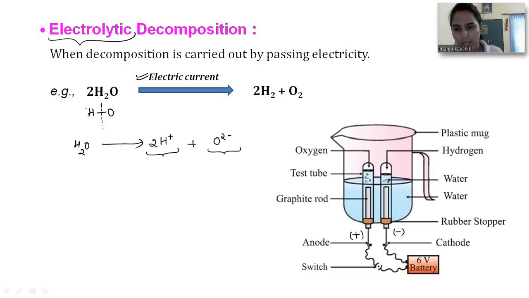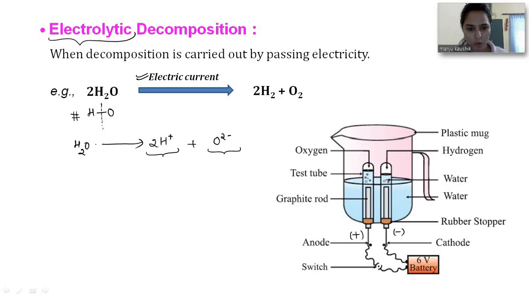As I have told you, in this example, when we pass electricity, the strong bonds of hydrogen and oxygen break down and they produce ions, hydrogen ion and oxygen ion. This is the positive ion and this is the negative ion. Now both ions are present in this water solution.